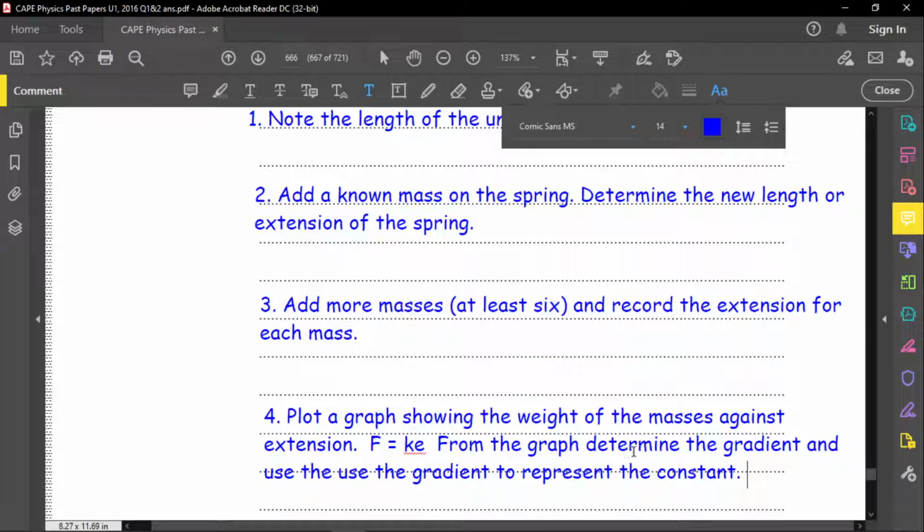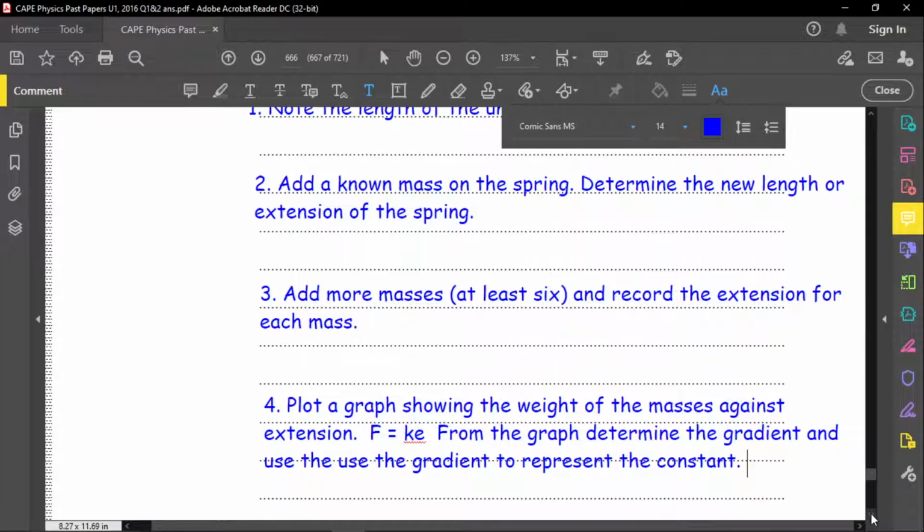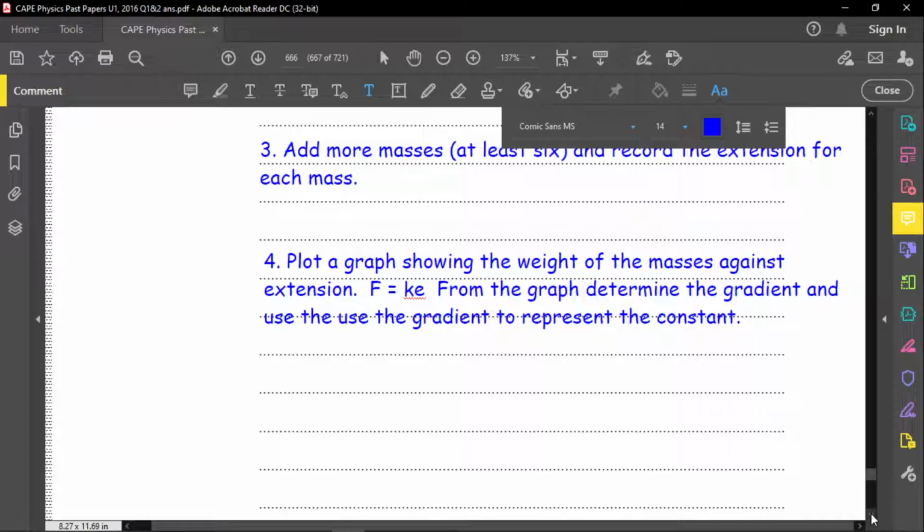Now it also tells you to find the weight of the mass, or the weight of the rock actually. So the next thing you want to do here now, you want to add the rock to the spring. So you're going to add the rock to the spring.